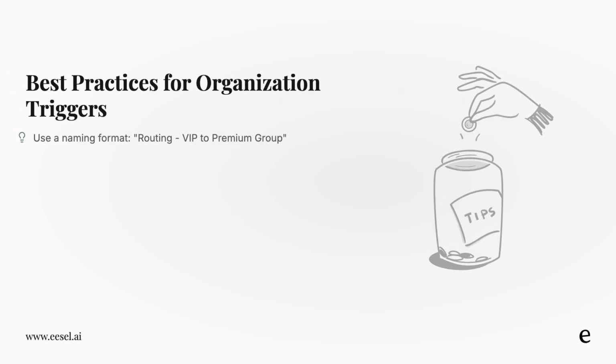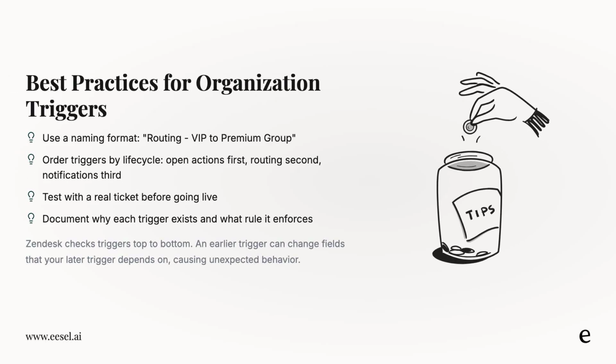A few practices make a real difference over time. Name triggers clearly so any admin can understand the purpose immediately. Order them by lifecycle. Open actions first, routing second, workflow automation third. Always test with a real sample ticket before going live. And document why each trigger exists so future admins know when to update or remove it.